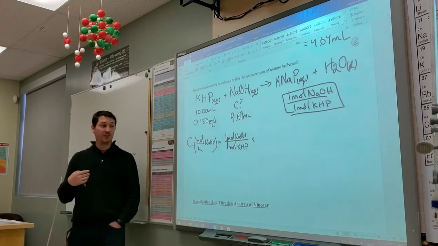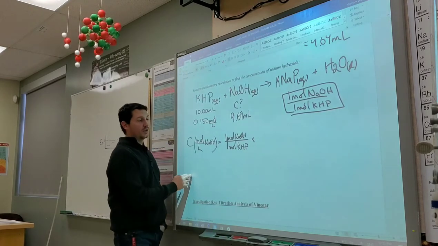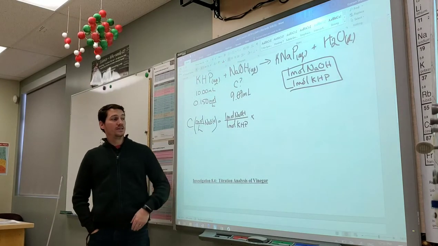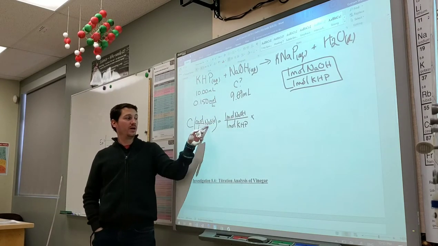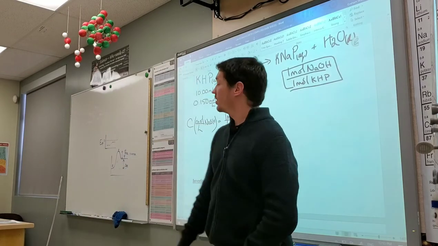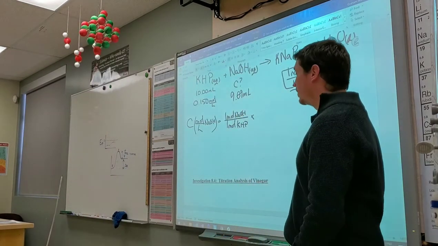I would start with the molar ratio. The reason why I would start with the molar ratio is because it's got moles of sodium hydroxide on top. Perfect, no problem. And then I'm going to try and cancel out moles of potassium hydrogen phthalate.